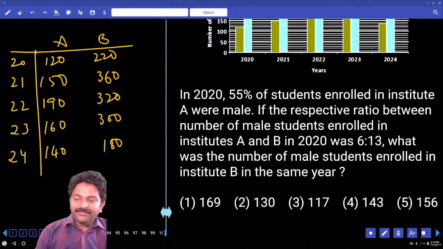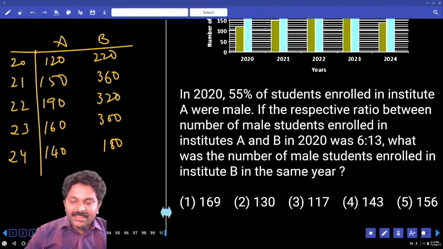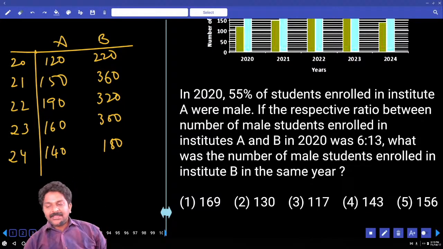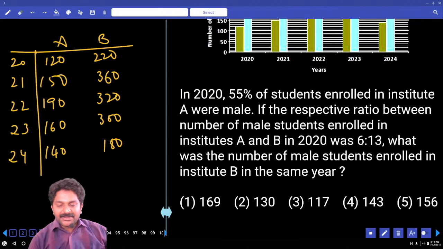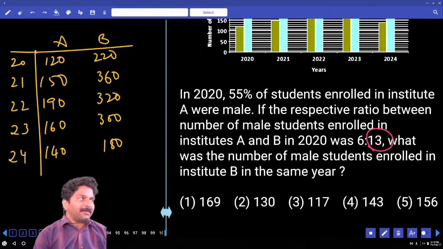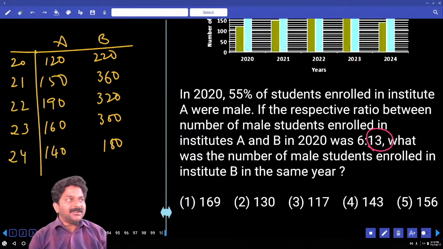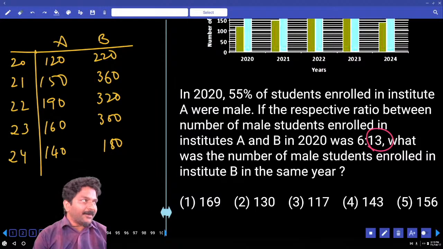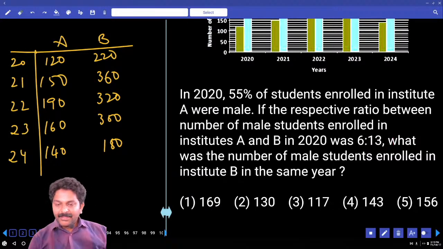In 2020, 55% of the students enrolled in Institute A were male. The respective ratio between male students who enrolled in Institute A and B in 2020 was 6:13. What was the number of female students enrolled in B in the same year? How many parts is it? 13. The part should be a multiple of 13. A couple of options are there, so let's calculate.